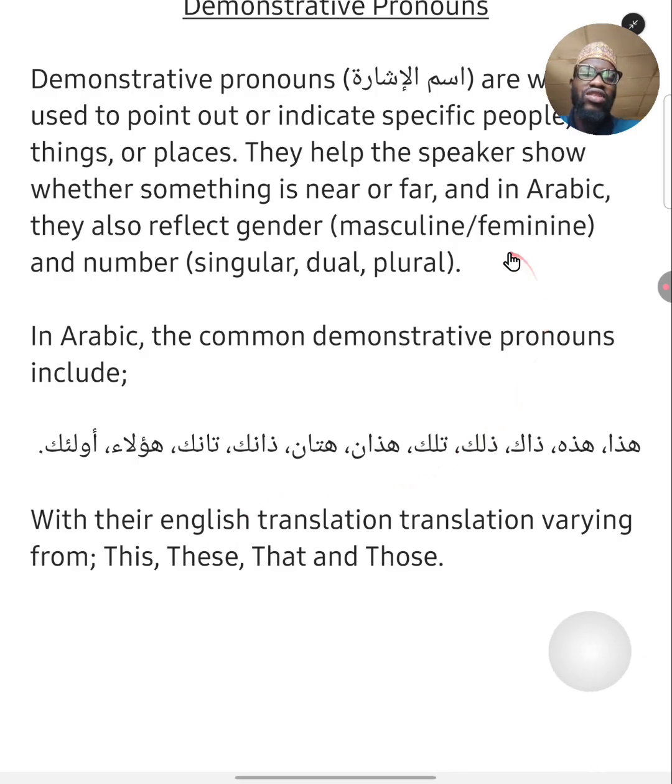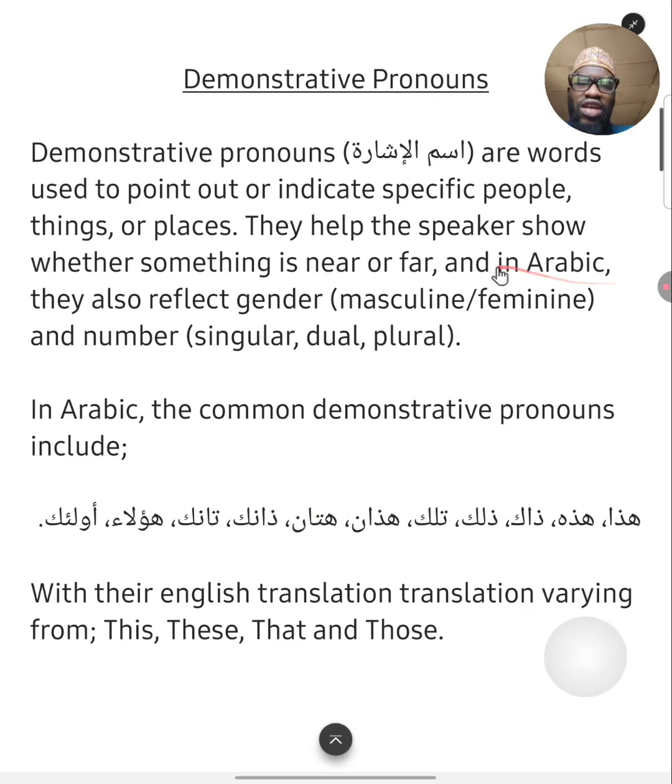So in Arabiya, aside from the fact that these demonstrative pronouns indicate the nearness and farness of what is being referenced, at the same time, they also reflect gender. They also reflect number, the number of the thing or place or the person in question. So if I say haza, this haza is indicating three things. Firstly, it is indicating the nearness of what I'm referring to. Secondly, it is also indicating the gender, that it is a male. And thirdly, it is what? It is singular. We are going to understand it better when we get there, inshallah.